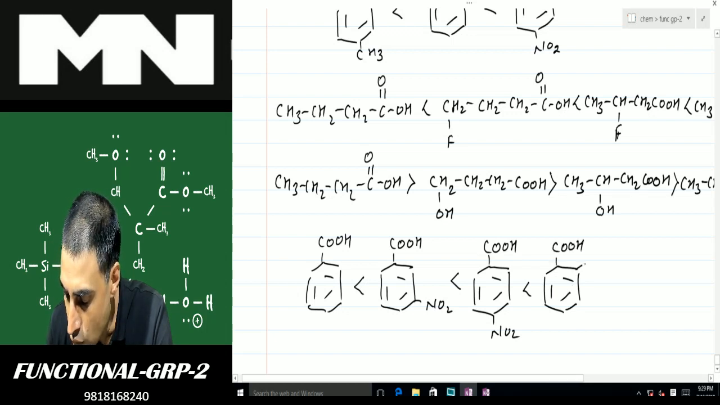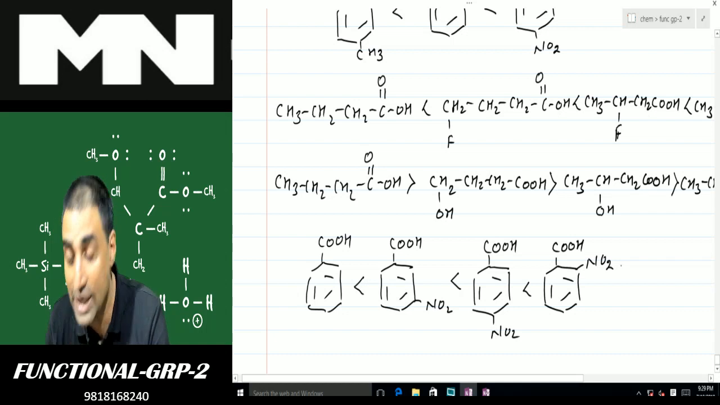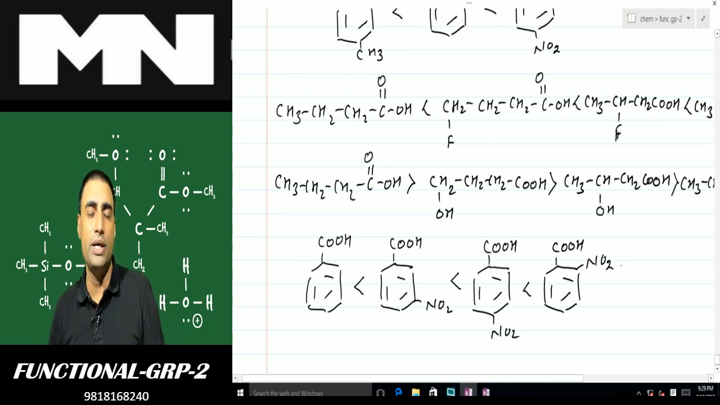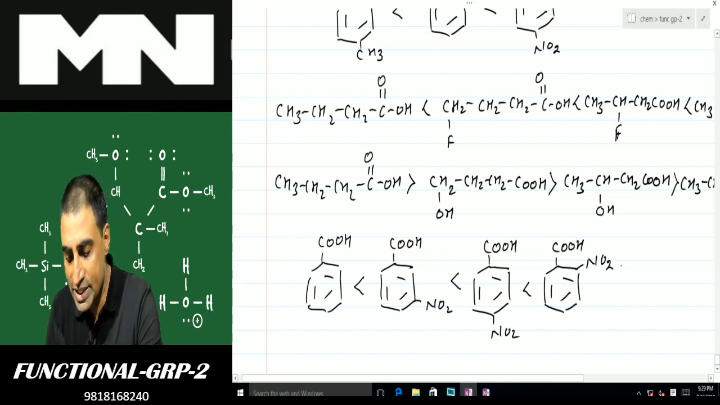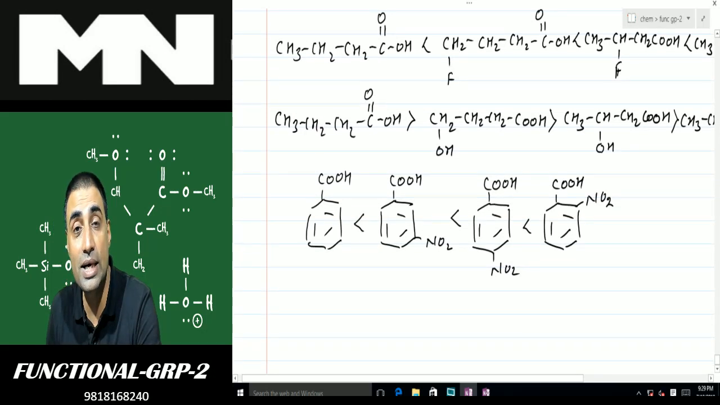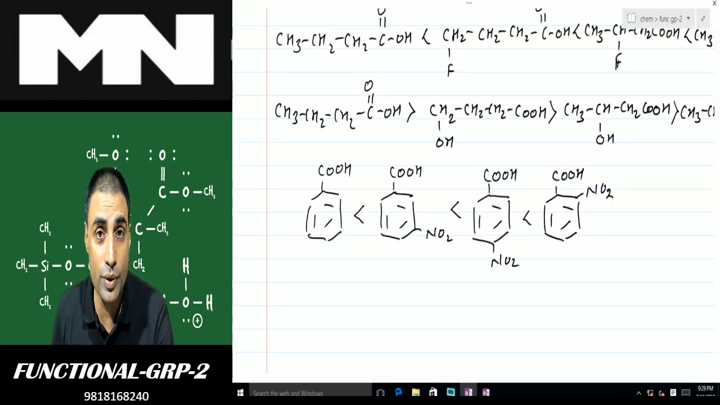Here I have ortho-nitrobenzoic acid, because the nitro group is in close proximity to the carboxylic group. It's quite close to that. So the minus I effect induced by the nitro group will influence the carboxylic group to a larger extent, and the acidic character will increase to a larger extent. After this, I'll show you an electron donating group. This was an electron withdrawing group.